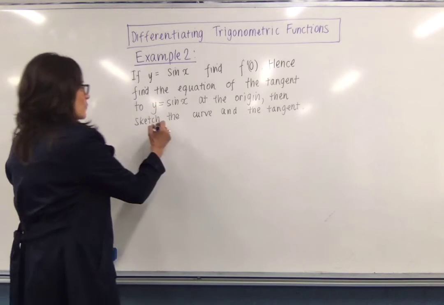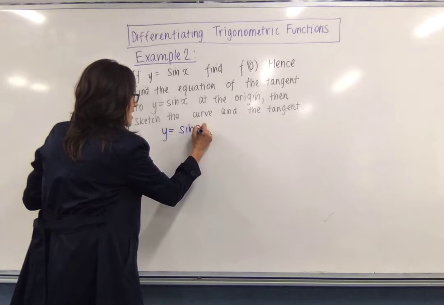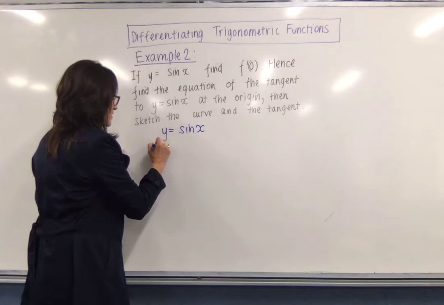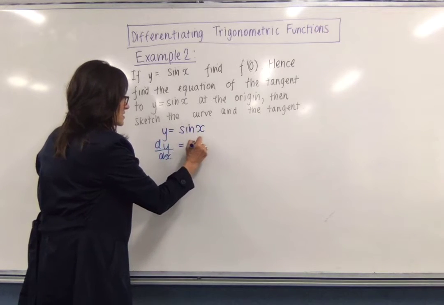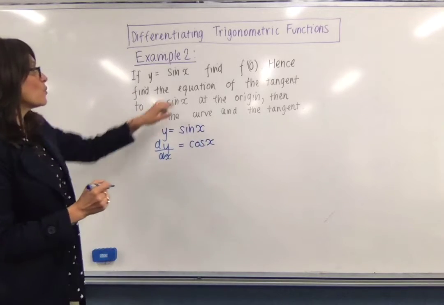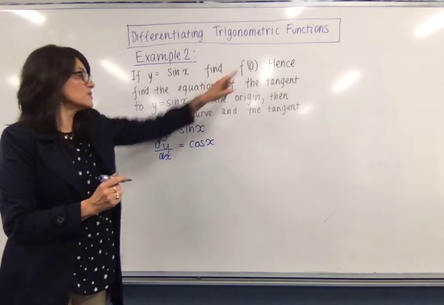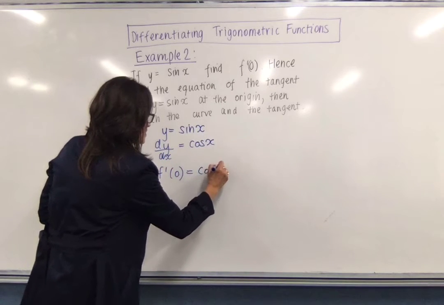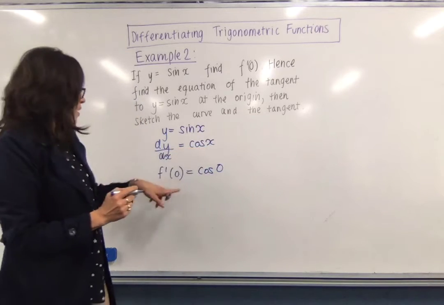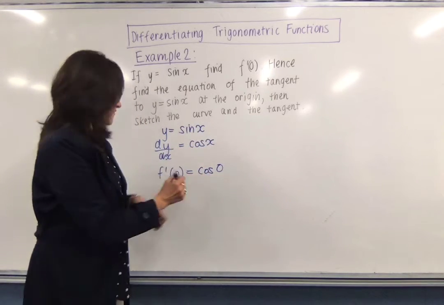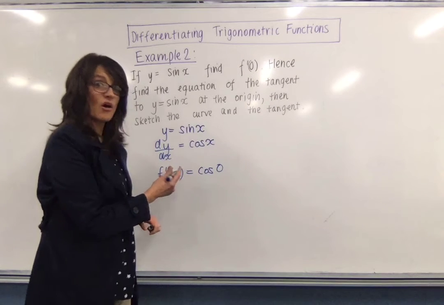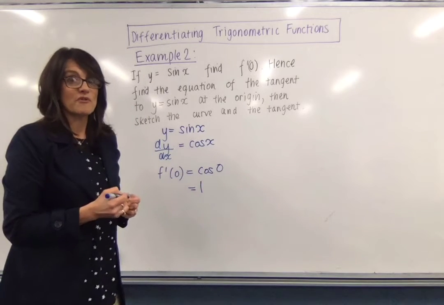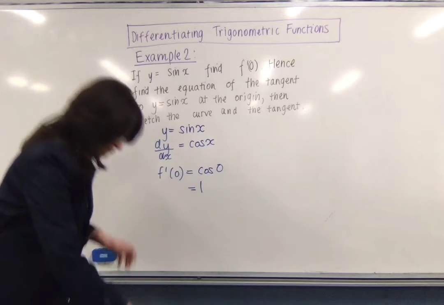So let's start with our function y equals sine x. And from the work that we've done previously, hopefully we understand now that the derivative dy by dx of sine x is cos x. And then we want to find when x equals 0. So finding f dash of 0 means we're going to substitute 0 in place of x. And cos of 0, hopefully we can remember from the work that we've done on graphing trig functions that the result for that is 1. If you can't remember, then make sure you substitute it into your calculator.